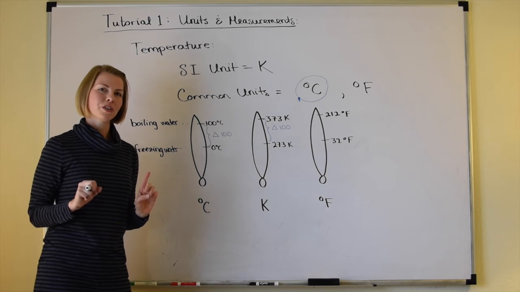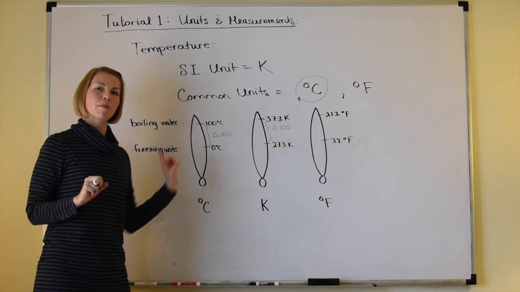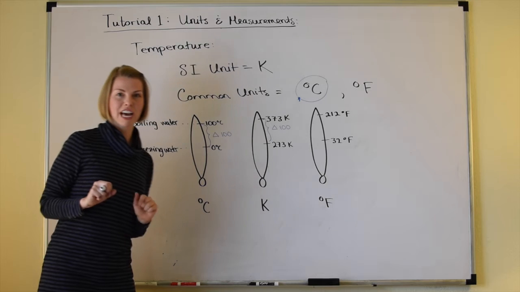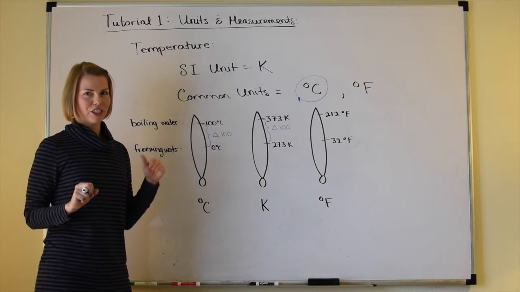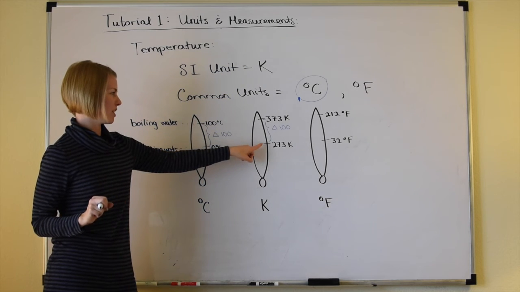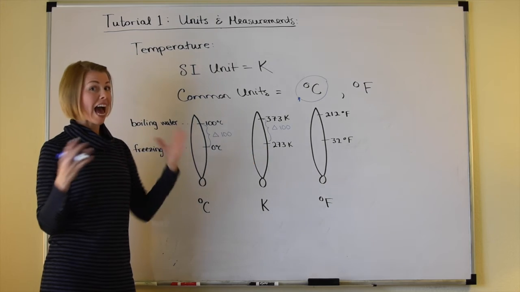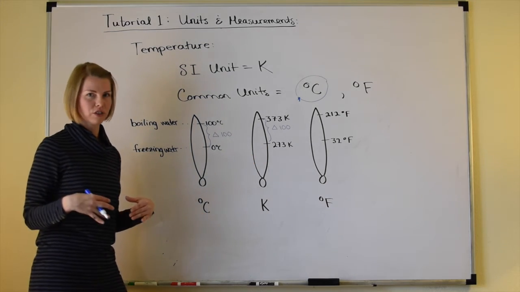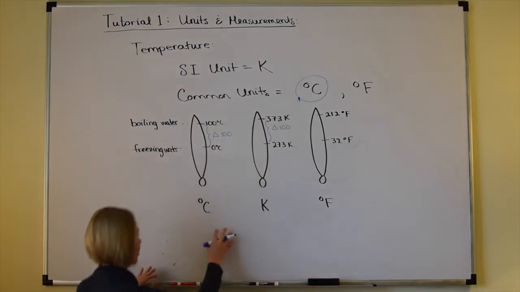And that's good news for when you're trying to convert between these two scales, because it means that all we have to do to convert between a temperature in degrees Celsius and a temperature in Kelvin is adjust for the 0 point, which is 273. So we're either going to add 273 or subtract 273. So let's take a look at how that's going to work.